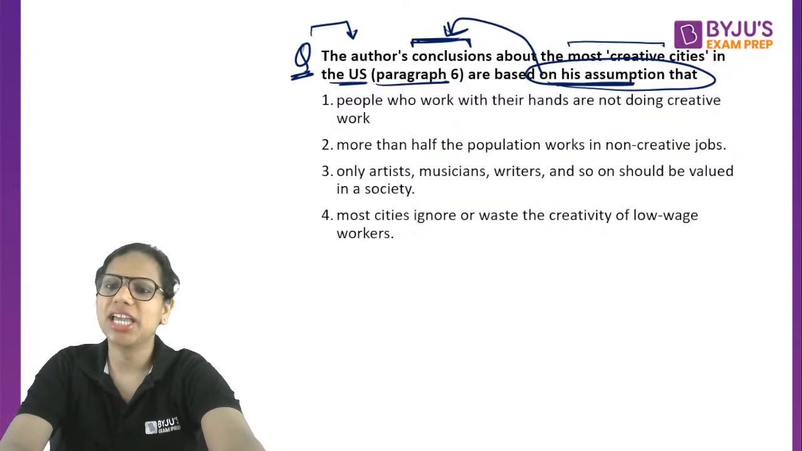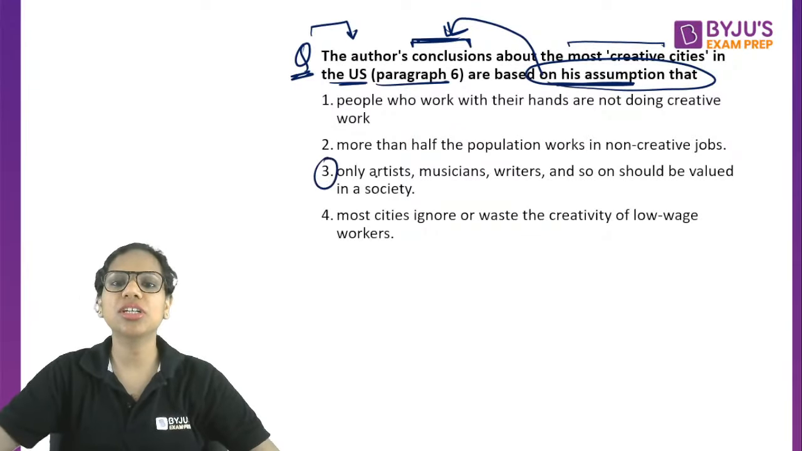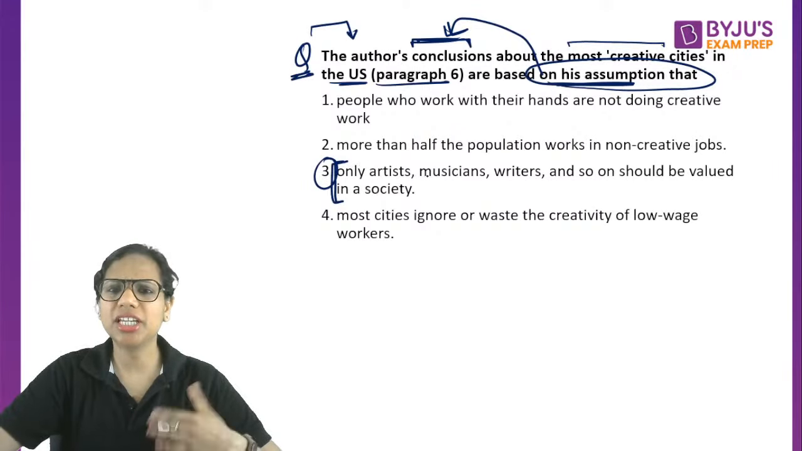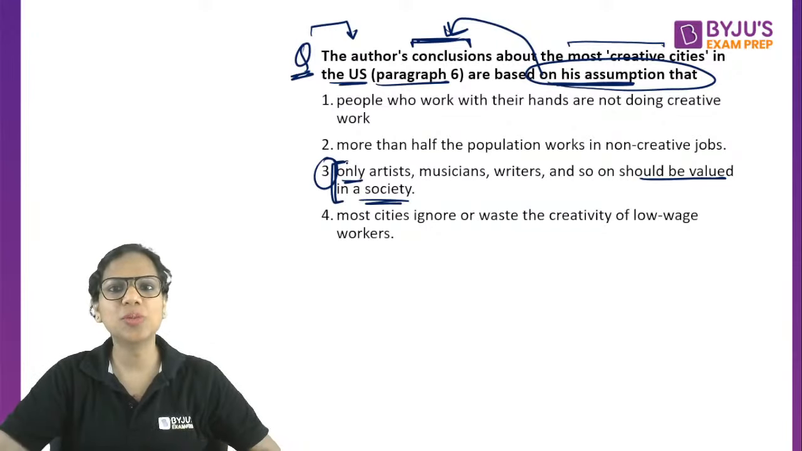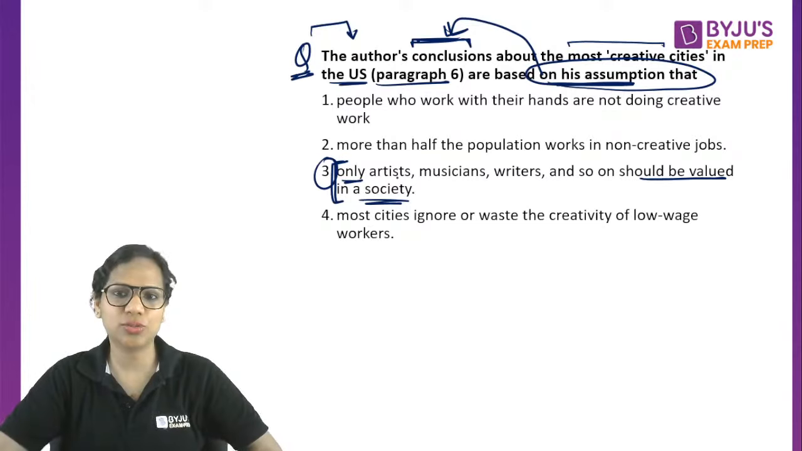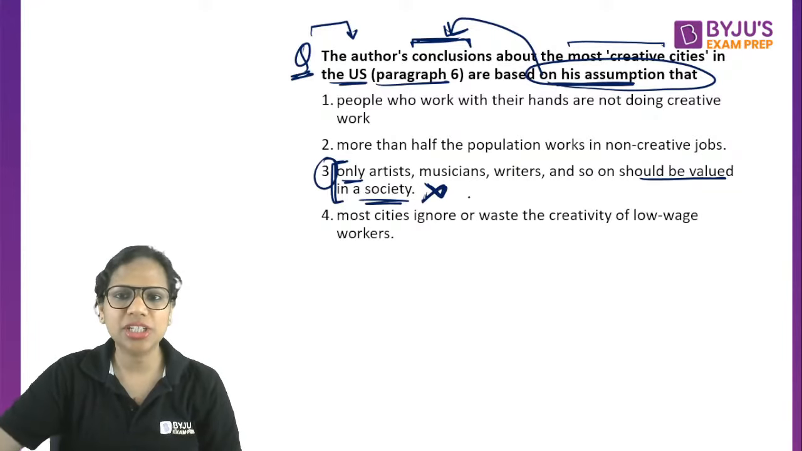Yash, absolutely correct. Aditi, yes, it's 1, not 3. Why not 3? Because the author has not really taken this for granted that only this group should be valued in a society. Artists, musicians, writers, and so on. The author is not saying that, is not implying that the other group, those 66% people, are less valuable. The author's words do not convey any such thing, right? So that is why this is eliminated, because we don't get such an implication from the paragraph that we read.